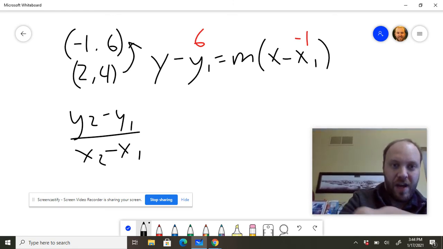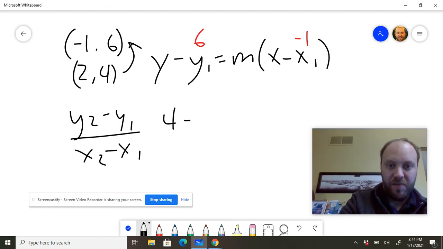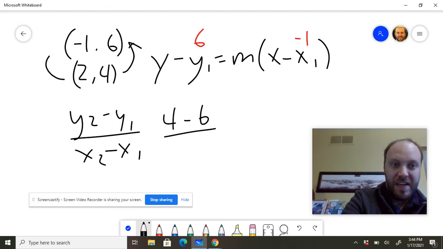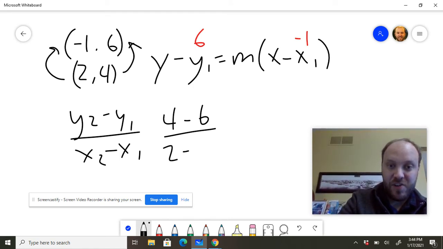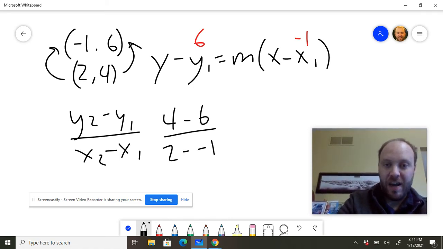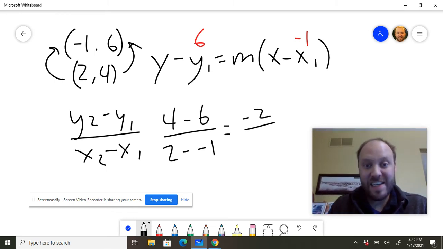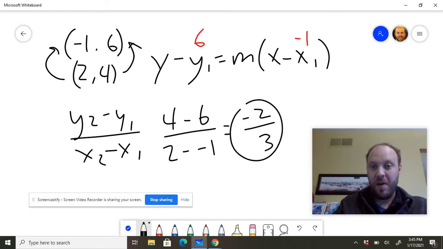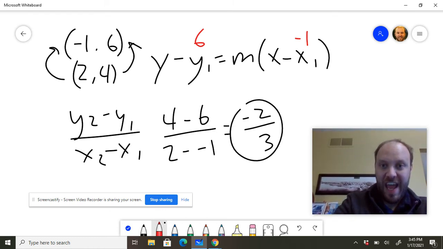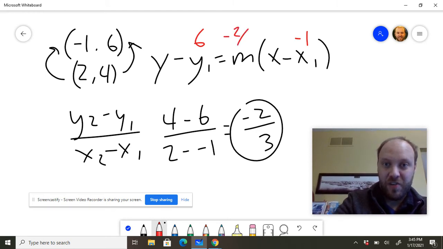So the second y minus the first y, that's going to be 4 minus 6. The second x minus the first x, be careful, that's 2 minus negative 1. 4 minus 6, of course, is going to end up being negative 2. Be careful, minus a negative ends up being the equivalent of a plus. So that's a slope of negative 2/3, and that's what you're filling in to your equation.